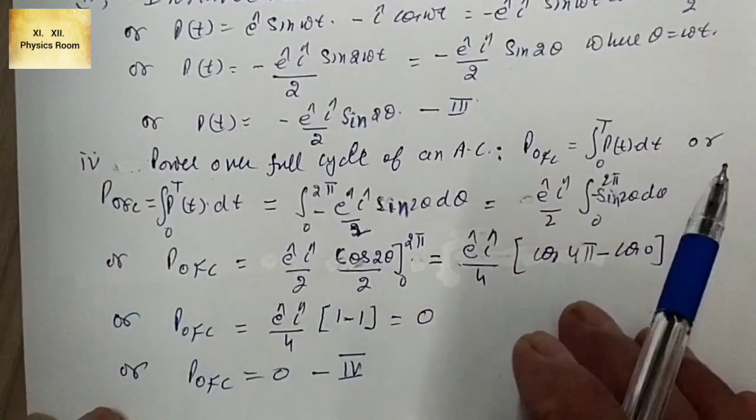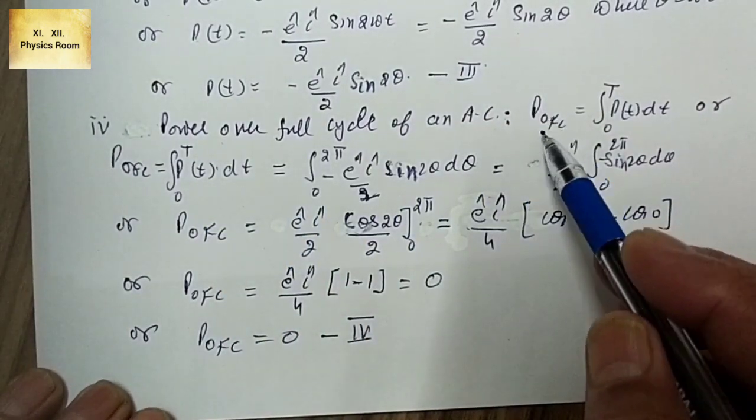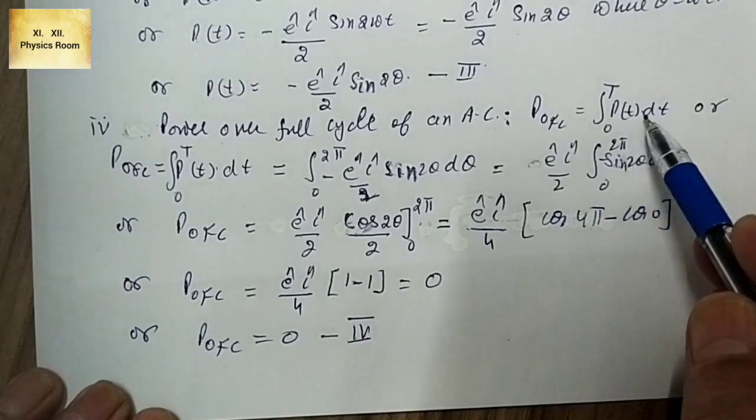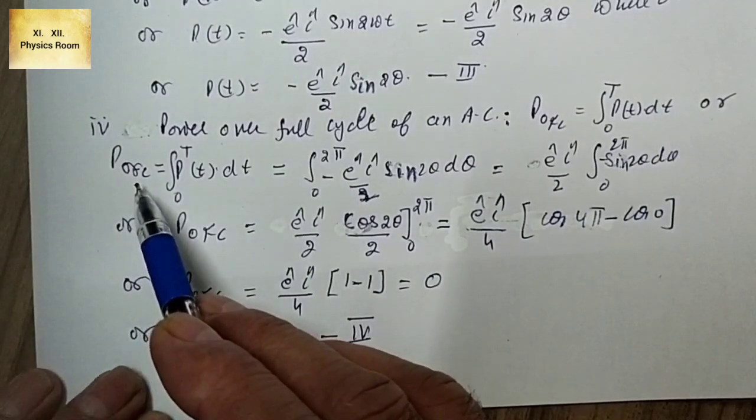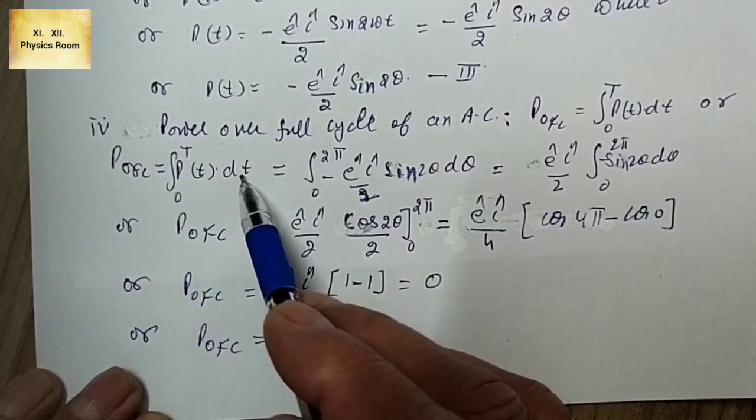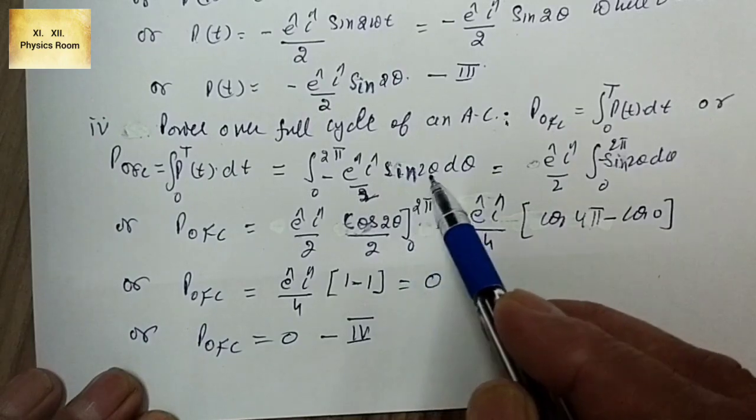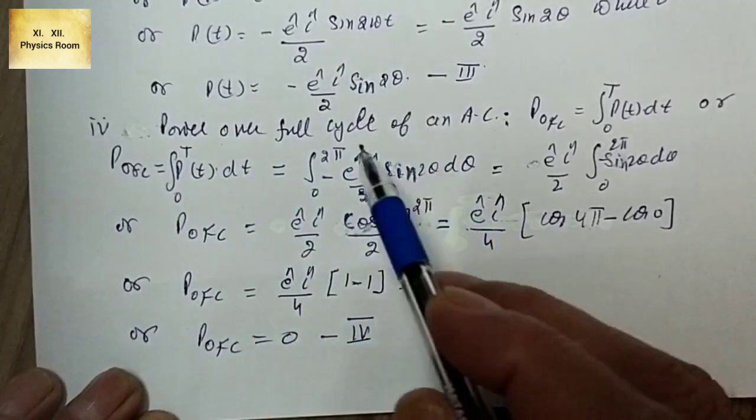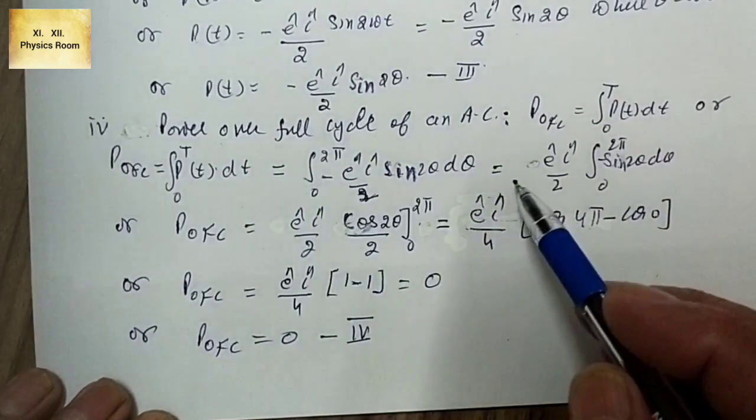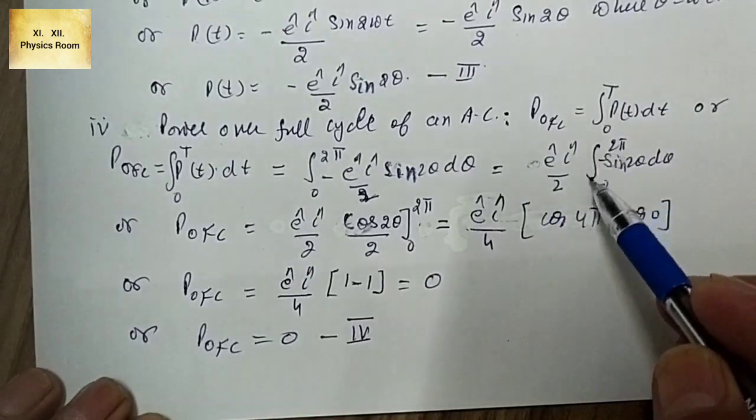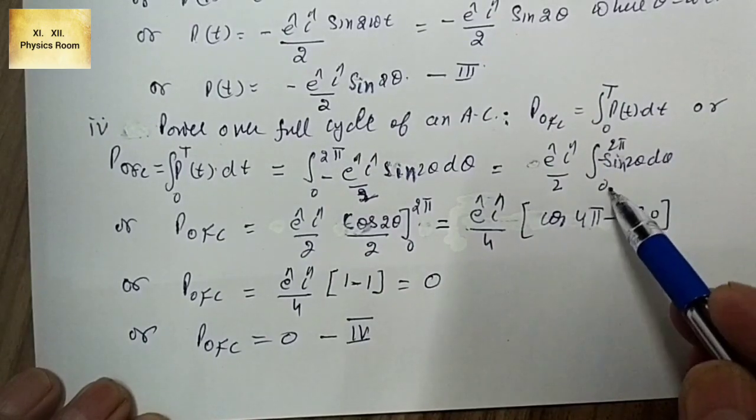Now fourth step, power over full cycle of an AC, that is P over full cycle, is equal to the integral of P(t) dt from 0 to T. We replace P(t) by minus Emax Imax by 2 into sin 2 theta d theta. We substitute the value of P(t) from equation 3 here, with limits 0 to 2 pi. It is equal to minus Emax Imax divided by 2, which we take outside the integration, inside sin 2 theta d theta from 0 to 2 pi.